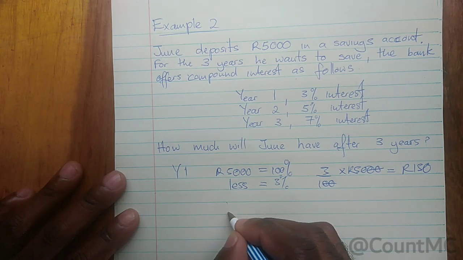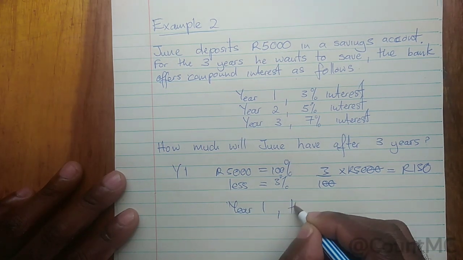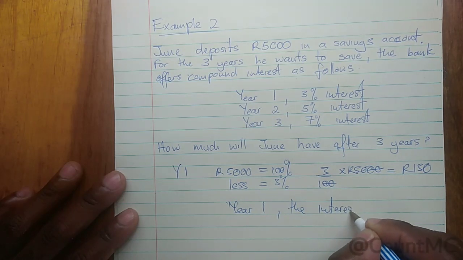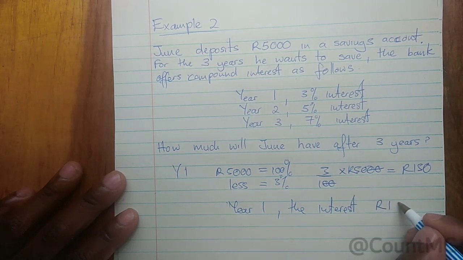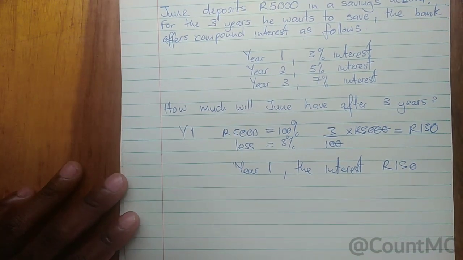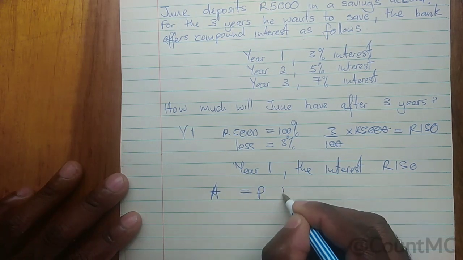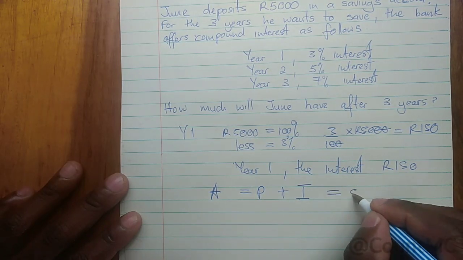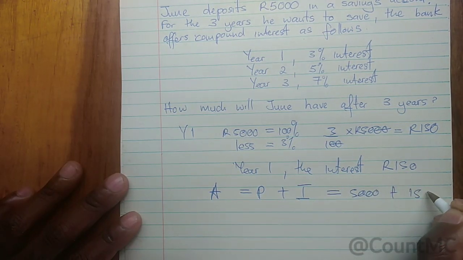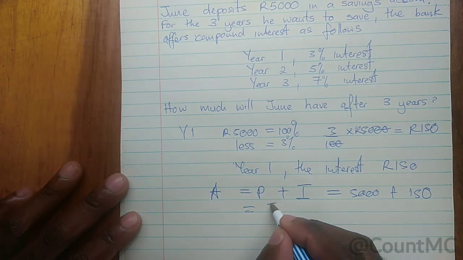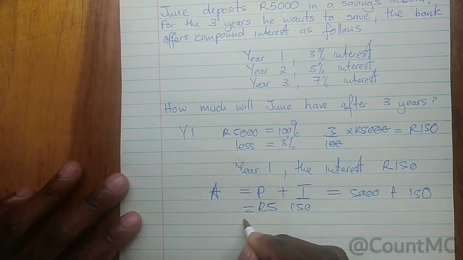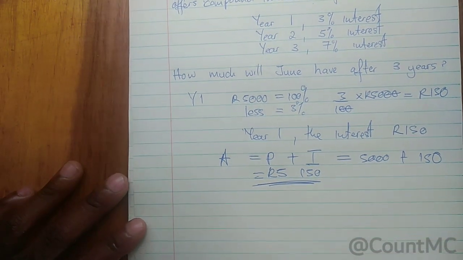So in year 1, the interest he got was 150 rands. So you need to calculate the total amount he has for year 1, because that's what you use for year 2 when you are doing compounding. So the total amount equals principal plus interest. This is equal to 5,000 plus 150. So the total amount is 5,150. You need to calculate it even if they don't ask you that.